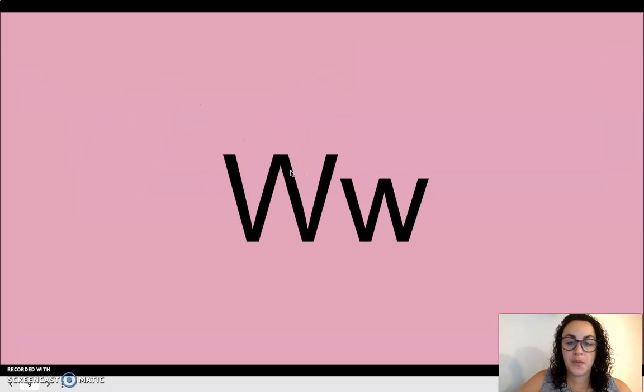Whoa. So here is our uppercase W and our lowercase W. You can see now how they look so similar. The uppercase is just a little bit taller, a little bit bigger. And now let's look at some pictures that start with W.